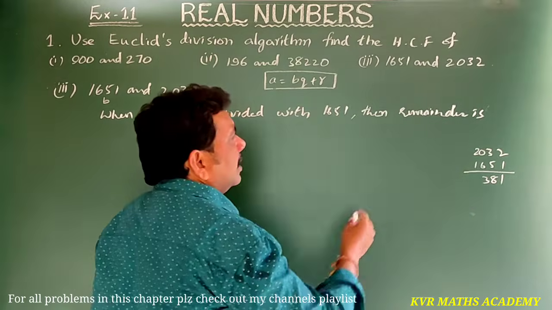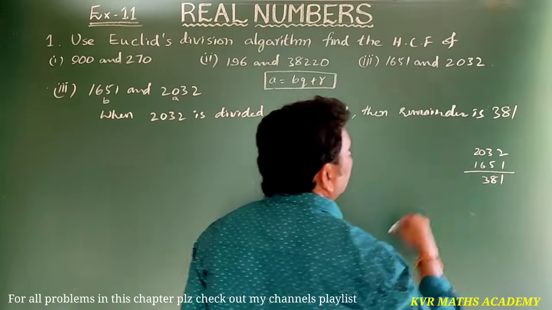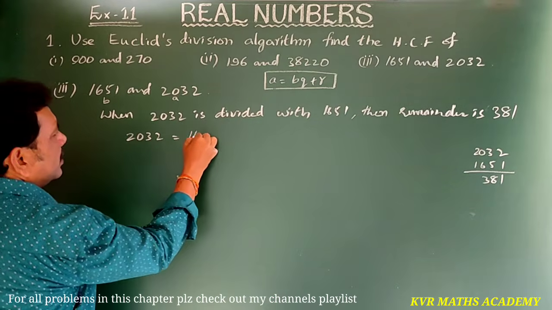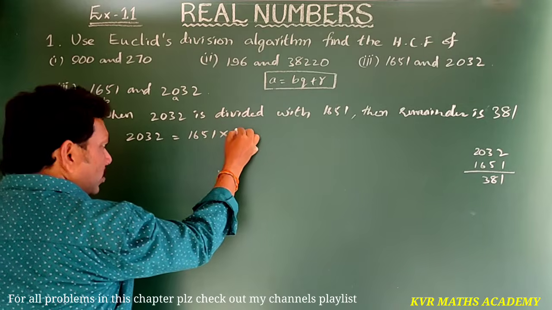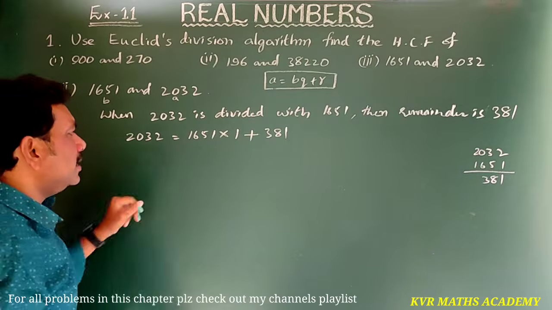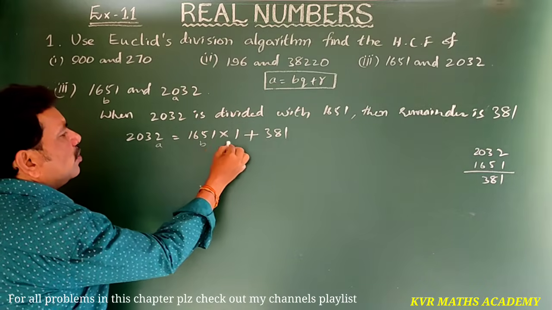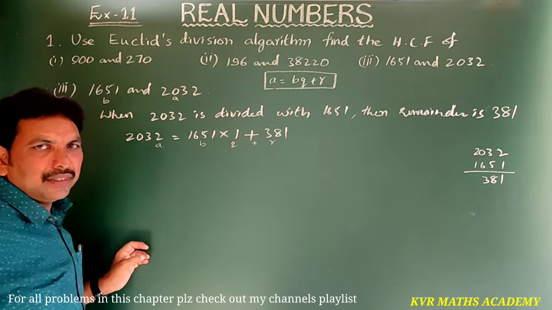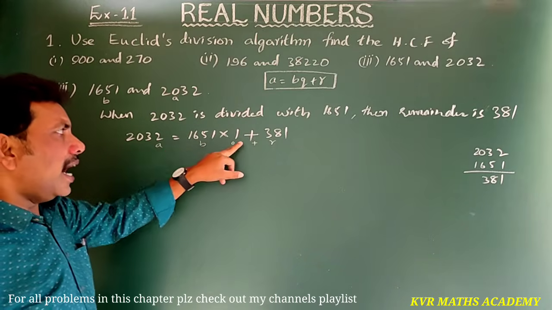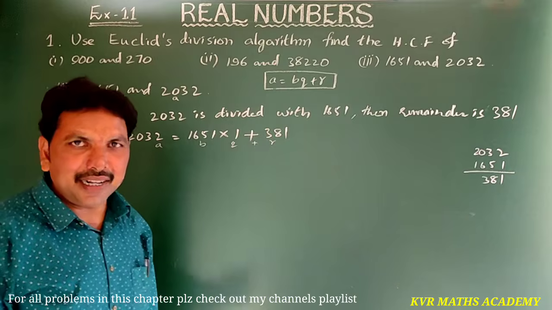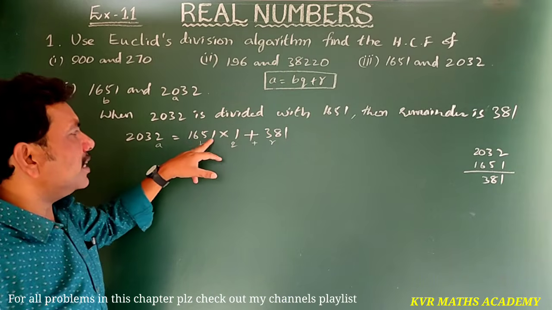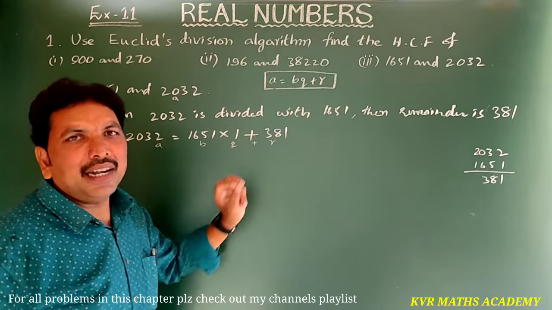183, right? Yes, 381. So how can you write this one? 2032 is equal to 1651 into 1 plus remainder 381. Now this is the form of A is equal to BQ plus R, right? Now we should consider 1651 as A and 381 as B, right? Yes, so we should divide 1651 with 381.